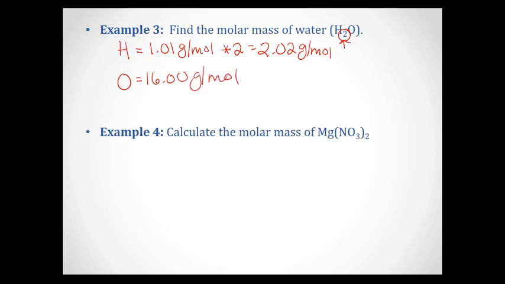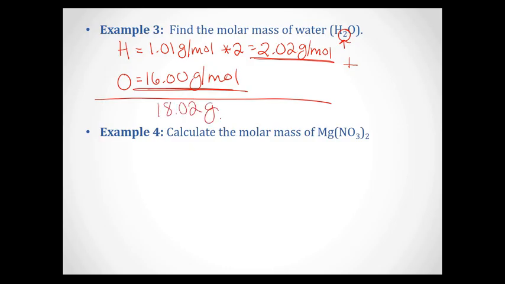But we don't necessarily care about each individual part, we care about the molecule as a whole. To figure out what the entire water molecule weighs, we need to add the molar mass of hydrogen in the compound plus the molar mass of oxygen. There's only 1 oxygen, so we just multiply it by 1. We do 2.02 plus 16, so 18.02 grams per mole. And that would be our final answer.